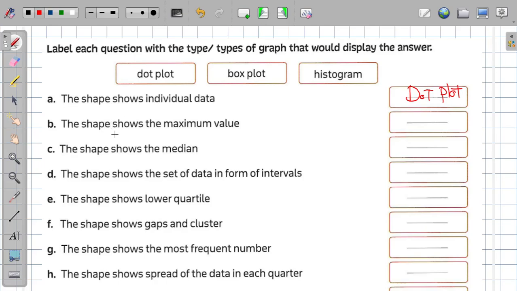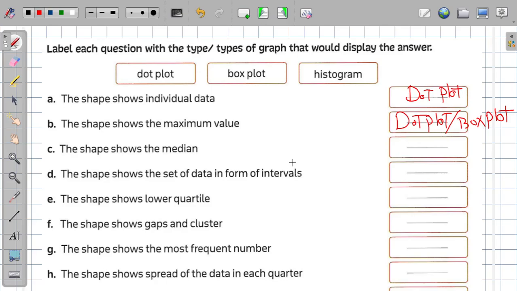The second one is which shape shows the maximum value. The maximum value is known by 2 ways. The first way is the dot plot. From the dot plot, we can know the maximum value. And also we can know the maximum value by the box plot. So we have 2 ways to know the maximum value of any data set.